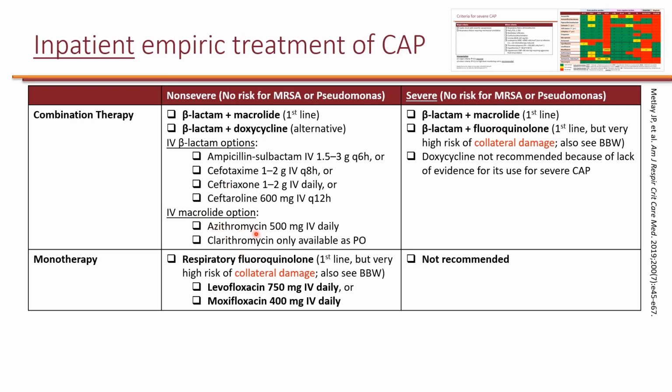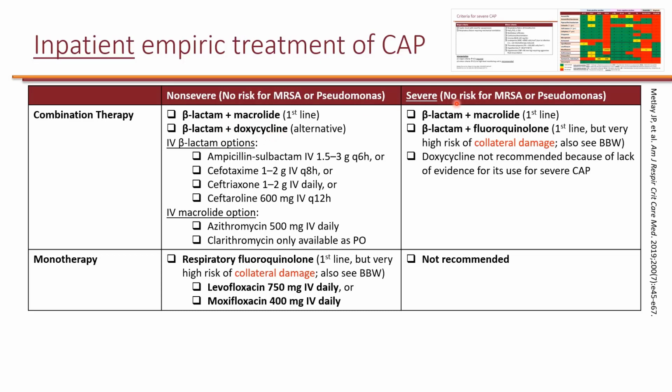And when it comes to macrolides, we have azithromycin, the only macrolide available as IV. Clarithromycin is only available as PO. Now, alternatively, we can also have monotherapy with the fluoroquinolone, and it has to be a respiratory fluoroquinolone, either levofloxacin or moxifloxacin. So this is also considered first line. But again, keep in mind that this is associated with collateral damage and adverse effects. I should also mention that the beta-lactam plus macrolide is first line, but beta-lactam plus doxycycline is considered an alternative because there is less evidence with doxycycline.